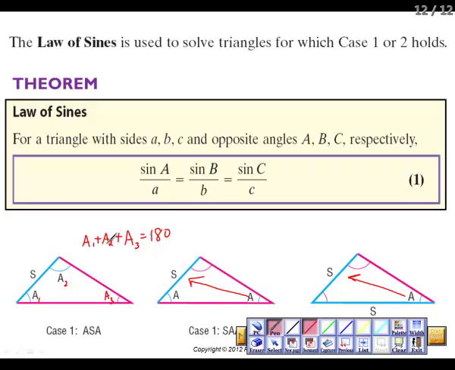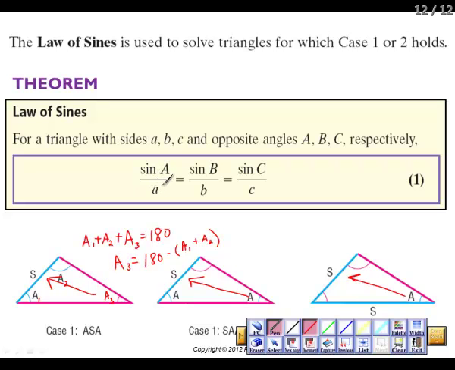Now we cannot say two of the angles add up to 90 because we don't have a right triangle. So basically we take the sum of the first two angles and subtract it from 180, and we get angle 3, A3 equals 180 minus the sum of A1 and A2. And then once we get A3, we have that corresponding angle and its opposite side.